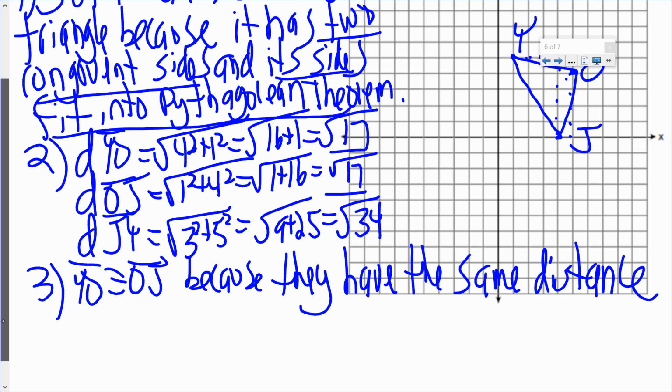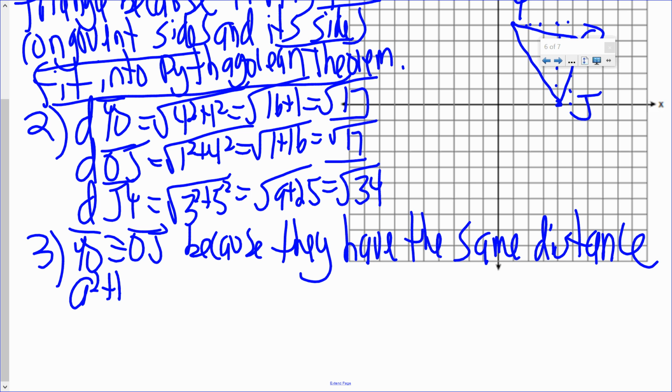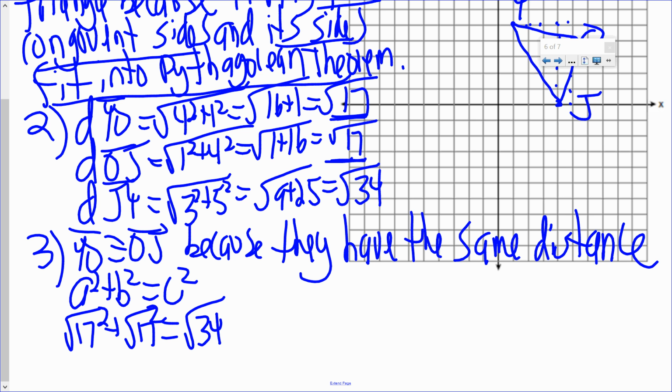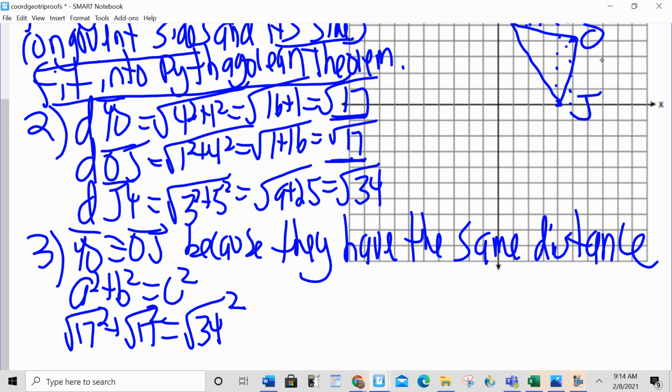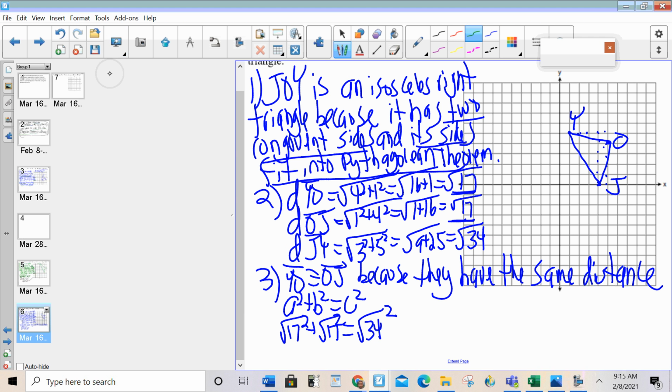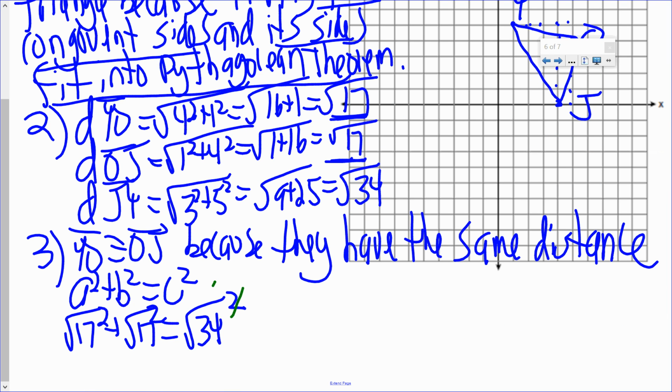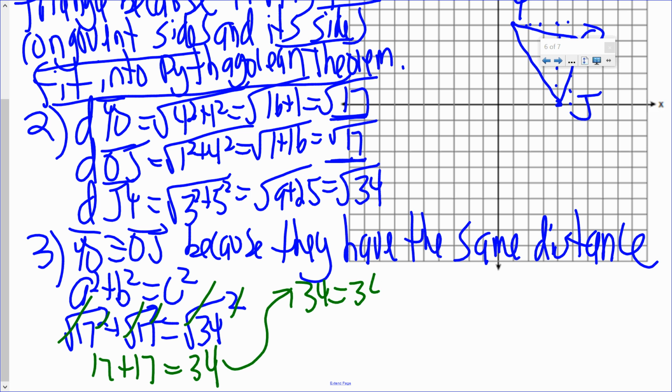Show its sides fit into Pythagorean theorem. Well, I'm going to start by writing a squared plus b squared equals c squared. A and B are the legs, the smaller sides, radical 17 and radical 17. C is the hypotenuse, the longer side, radical 34. And again, as in the last example, when you square a radical, the square and the radical cancel. I'm left with 17 plus 17 equals 34. I'm left with 34 equals 34. Boom.